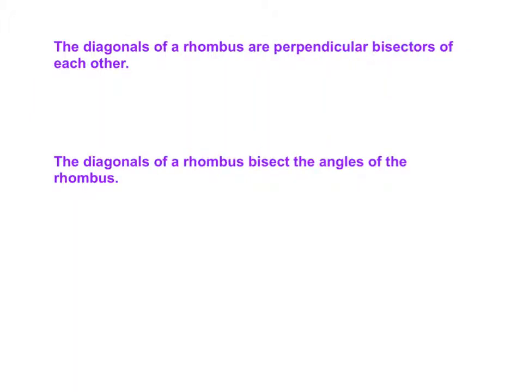Now we're going to talk about rhombuses for a bit. Our first conjecture is that the diagonals of a rhombus are perpendicular bisectors of each other. Here let's draw in the diagonals. We can see that they're going to be perpendicular to each other, and also that they're going to bisect each other.